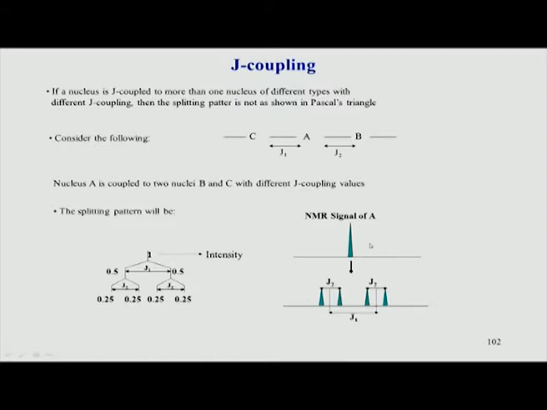So, basically the original peak gets split into a doublet because of the bigger coupling, and then further it gets split into smaller couplings because of another coupling, and that is a doublet further. So, we say a doublet of a doublet.